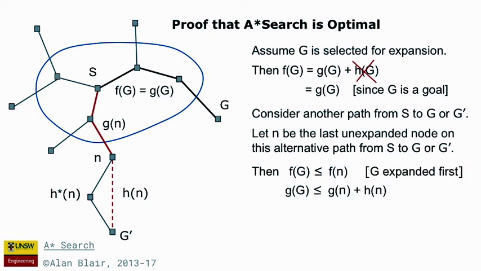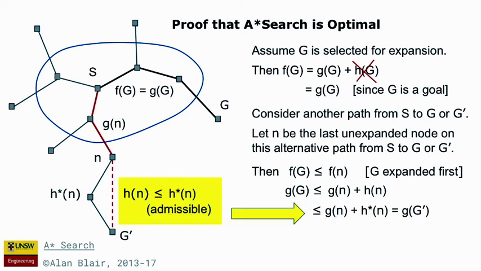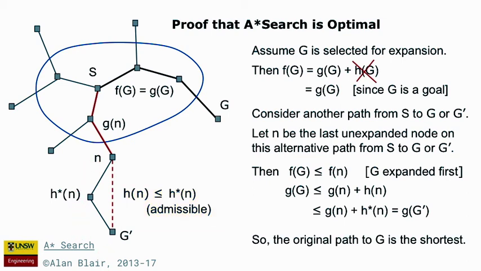But f of n is equal to the path length g of n plus the heuristic h of n. And because h is admissible, that means h of n must be less than or equal to the true path length from n to G prime, which we call h star of n. And g of n plus h of n must be less than or equal to g of n plus h star of n, which is the true path length all the way from S through n to G prime. This proves that the path we originally found to G must be shorter than any other path to a goal, and therefore the algorithm is optimal.